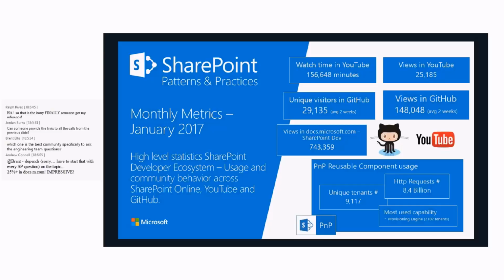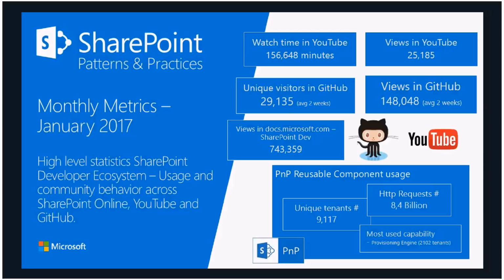Now, on the PnP reusable component usage, we had 8.4 billion HTTP requests going through the PnP Core component, PnP PowerShell, and PnP JS Core. And those components were used in more than 9,000 tenants, which is pretty cool. We'll seem to be breaking the 10,000 tenant mark almost this month, or latest in March, and 10 billion HTTP requests, which is mind-blowing for simple reusable components, which we started building back in 2014.